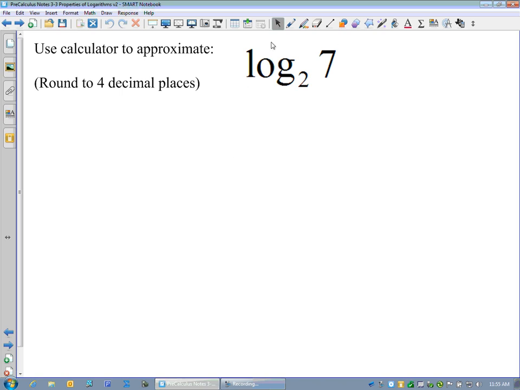So let's call the answer to this y. So y equals log base 2 of 7. You could have used x or any variable you want. Now, I'm going to take this equation, which is in logarithmic form, and rewrite it in exponential form. So the exponent of 2 that gives you 7 is y. That means 2 to the y equals 7.